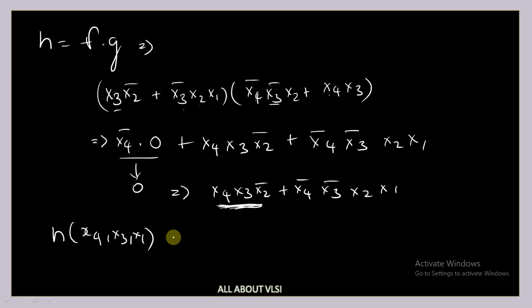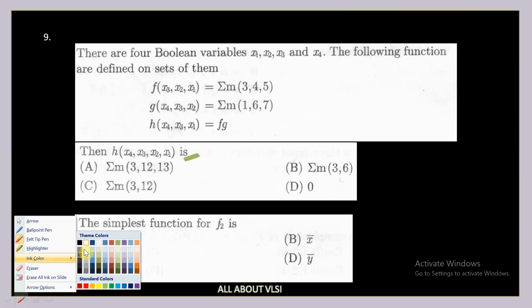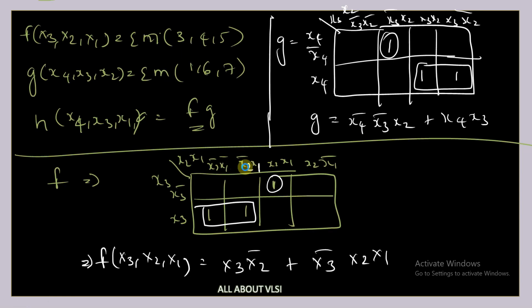Okay, so we are going to convert this into canonical form. So how to convert this into canonical form? Simply we can convert this. Wait a minute. Sorry, the answer they are asking is in x4, x3, x2, x1. Here there is a mistake. The answer should be in h of x4, x3, x2, and x1. So they are asking in this term.